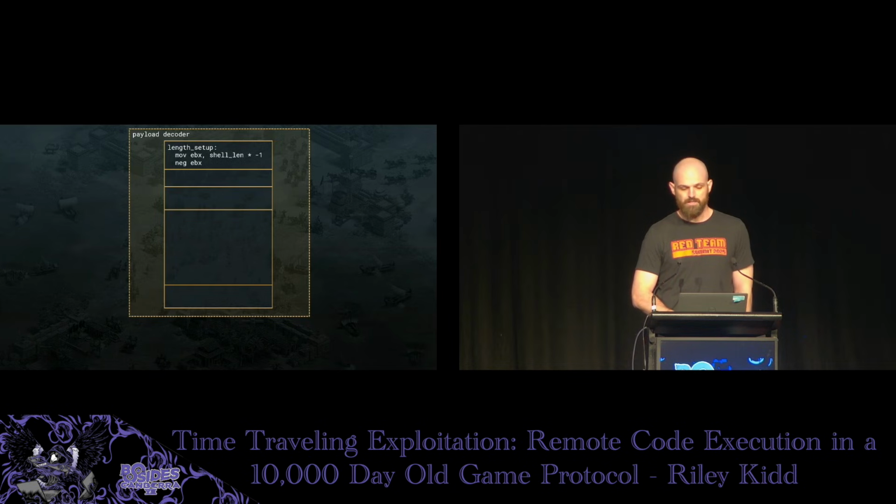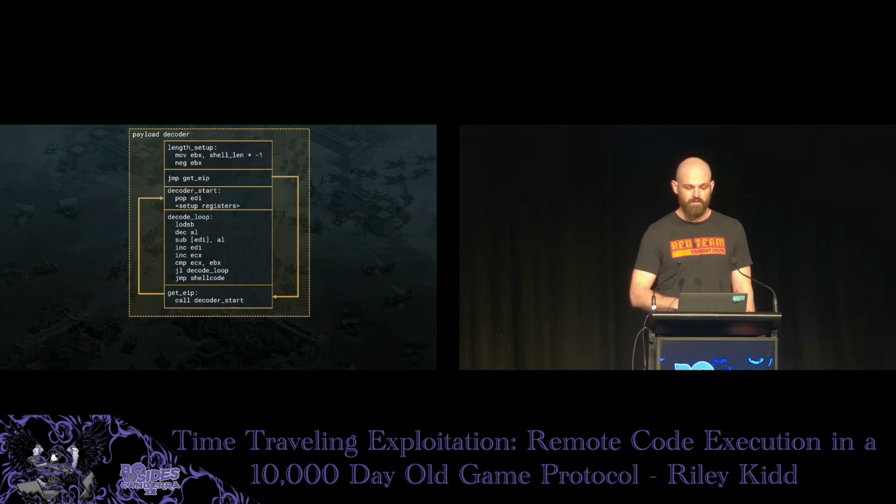Well, first we need to set up the length of the payload using negation. Then we can use a jump call to push the current location to the stack. Set up some registers, so EDI points to the shellcode and ESI points to the decoder. And then we loop through each encoded byte, subtract 1 because we can't use null bytes in our shellcode, then subtract the encoder values in place. And once the loop is finished, we can then jump into that now restored shellcode.